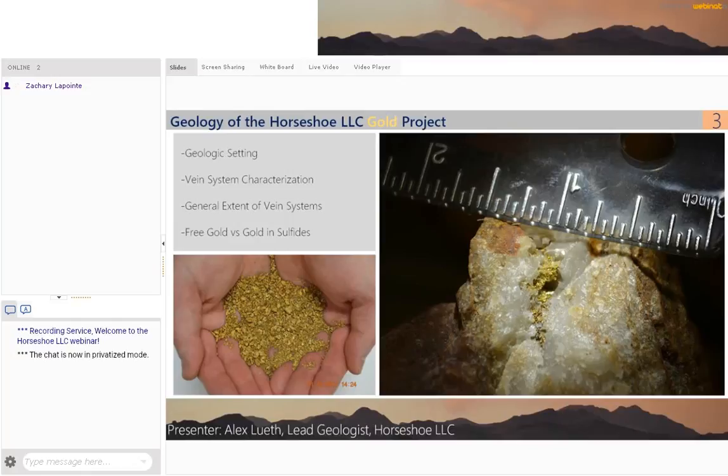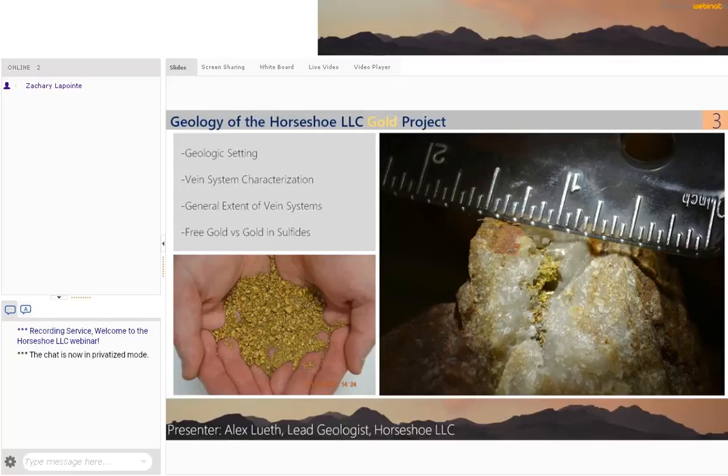Mesothermal veins are higher temperature veins. They're in place at greater depths, usually greater than 1 kilometer, and what makes them special is they can have thousands of feet of vertical extent. So we can have tremendous amounts of tonnage even from narrow systems because they can extend thousands of feet in depth.